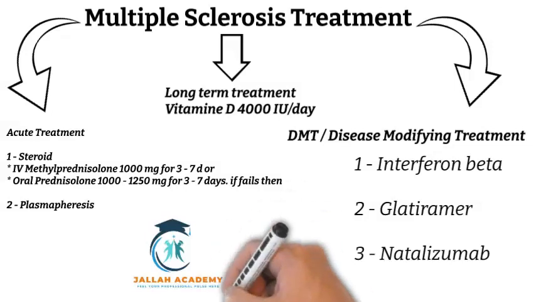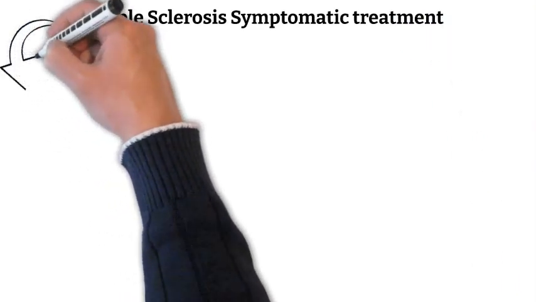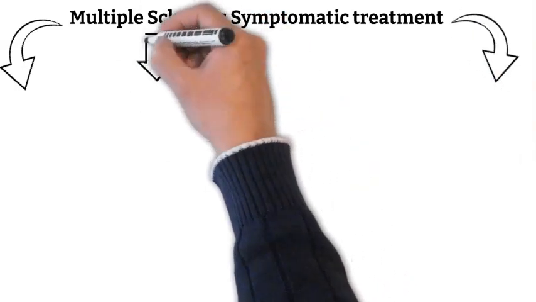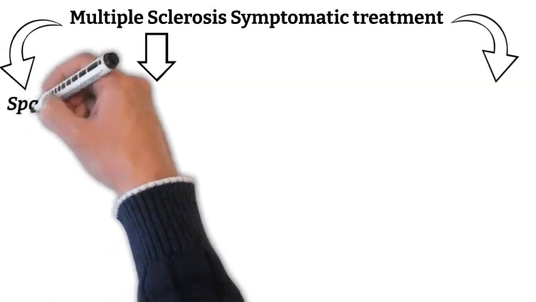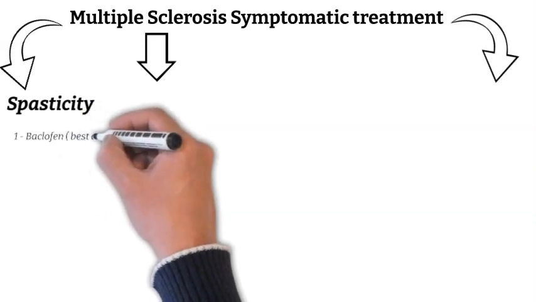Just remember, acute, long-term maintenance therapy, and also long-term vitamin D. Now let's talk about the symptomatic treatment. So, what if the patient has spasticity? How do you treat a patient with multiple sclerosis who has spasticity? Baclofen is the best choice.